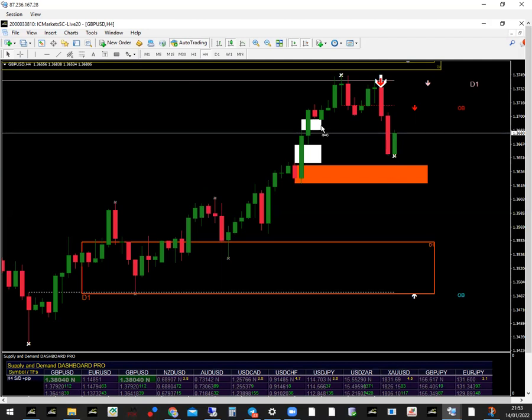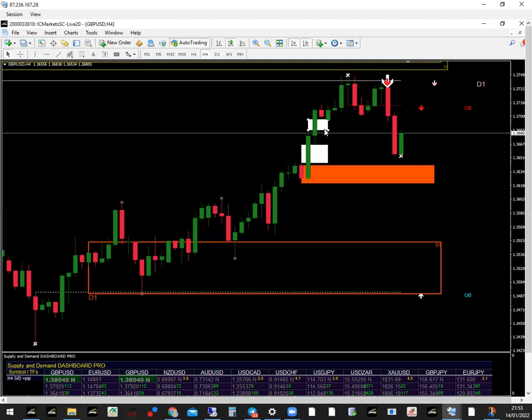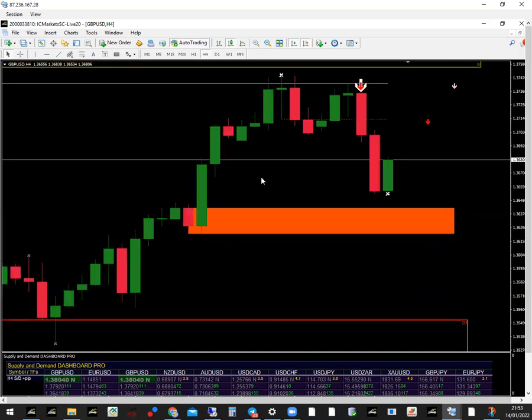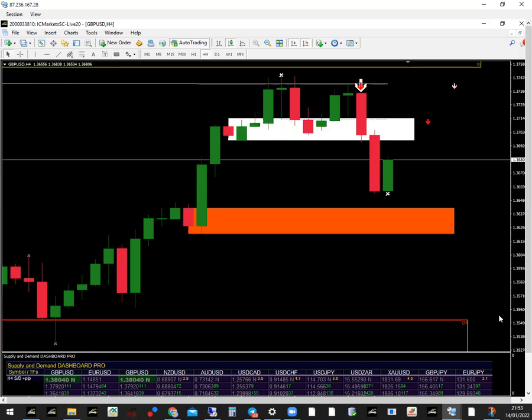And now, please tell me that you have realized that there is a break of market structure here. So this is an H4, and this is your high, right? This is the last bearish candle to the high, and price has now broken it.